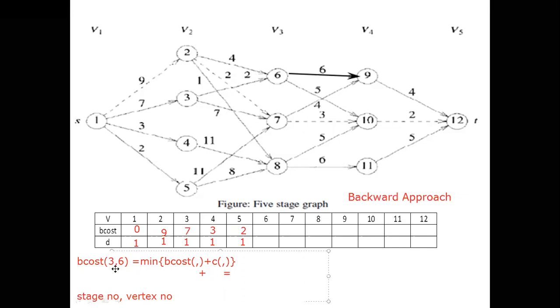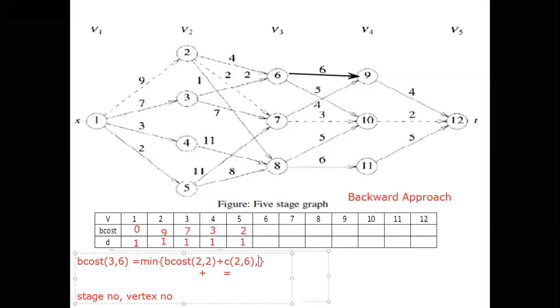It is 3, 6. What is the first value? B cost of 2, 2. Why is it 2, 2? From the 2 only, second vertex only, the edge is starting. That is why B cost of 2, 2. What is this 2? Stage. What is this 2? Vertex. From there, what is the edge that is coming? This edge. 2 to 6. That you have to write it here. 2, 6.